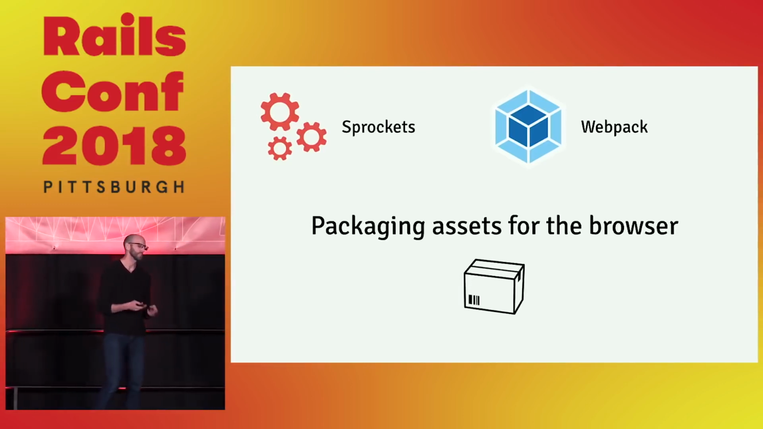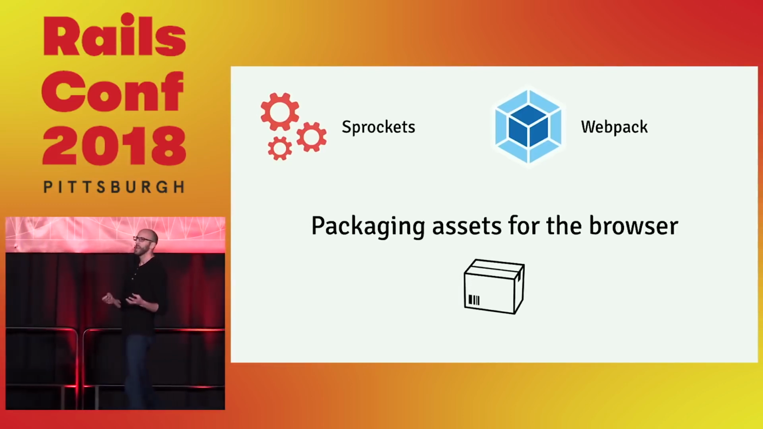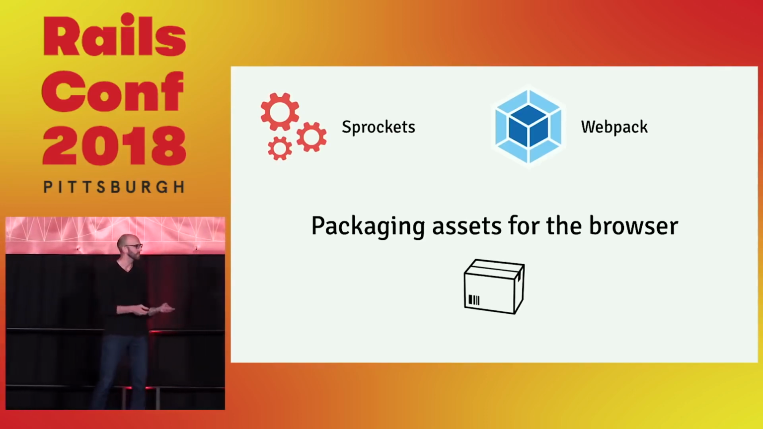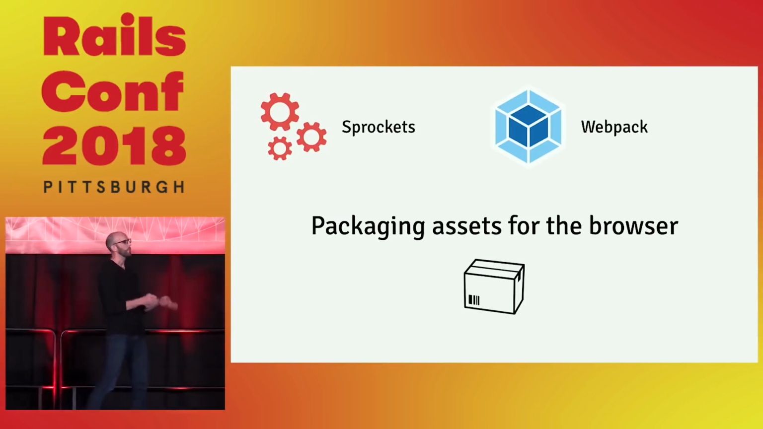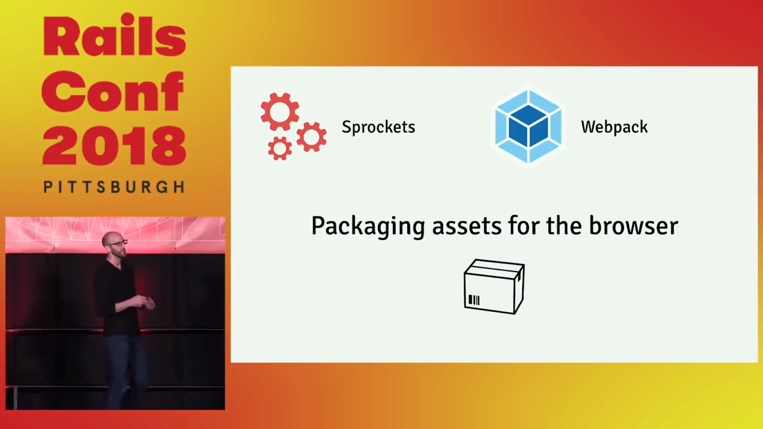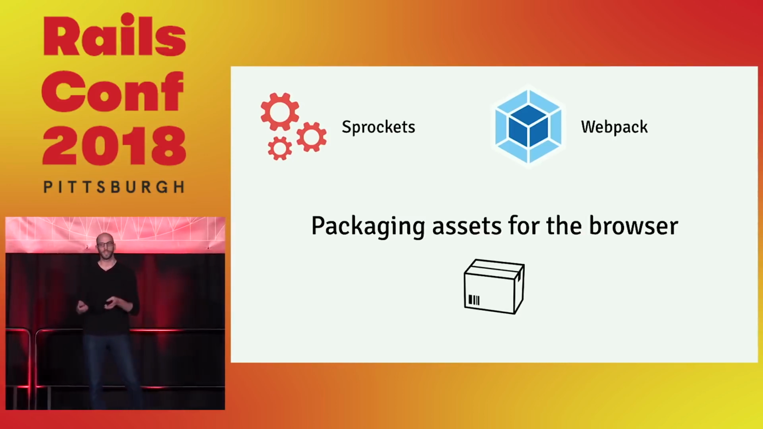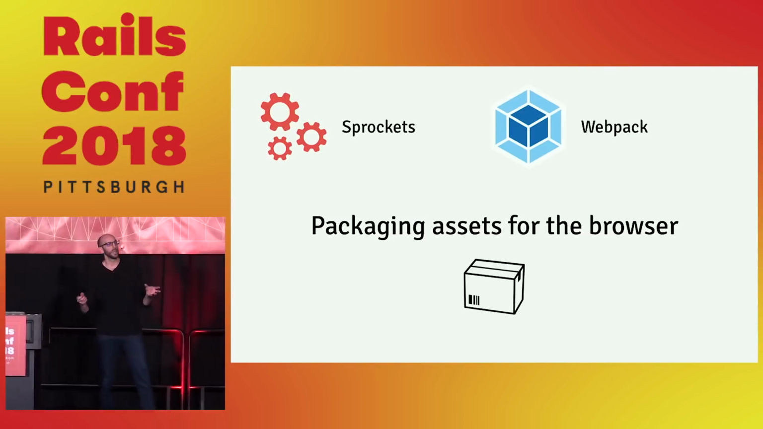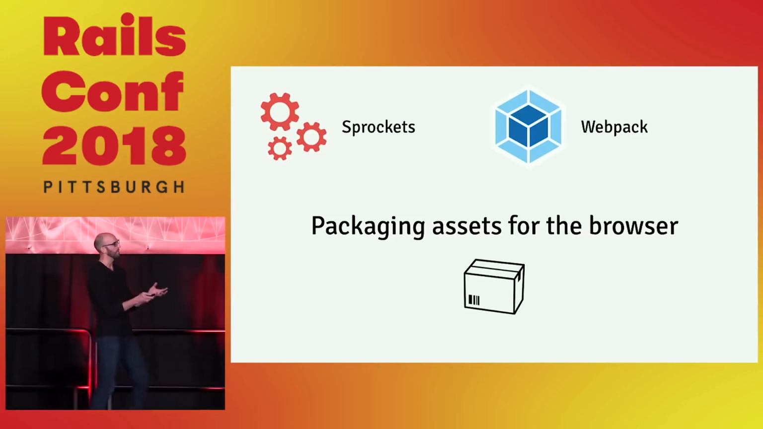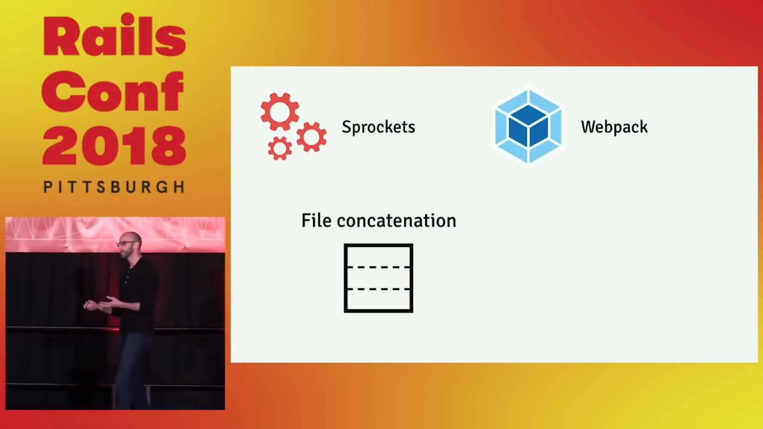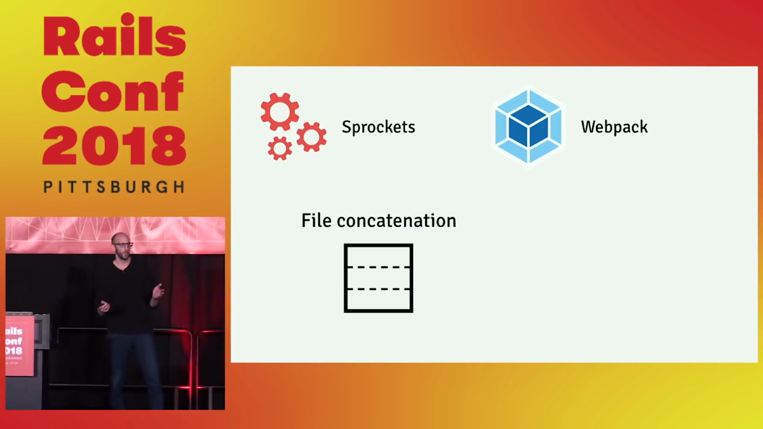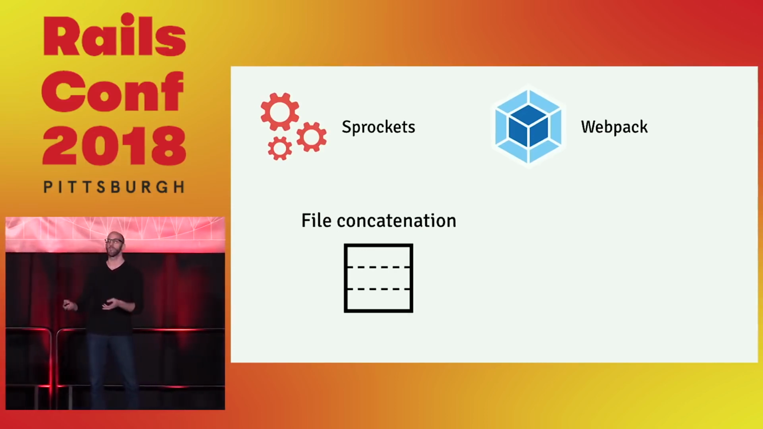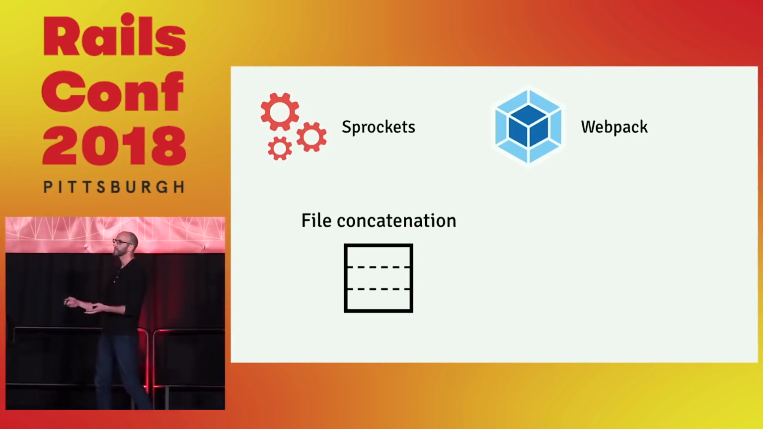They're meant generally to solve the same problem, which is packaging assets for the browser. And by assets, I mean JavaScript, style sheets, web fonts, images. And it's important to understand that they go about trying to solve this problem in fundamentally different ways. One of the key differences is how they group files together into one or fewer that are served to the browser. In Sprockets, when it puts your JavaScript files together, it does file concatenation. And when that JavaScript is evaluated in the browser, it's evaluated in the global scope.